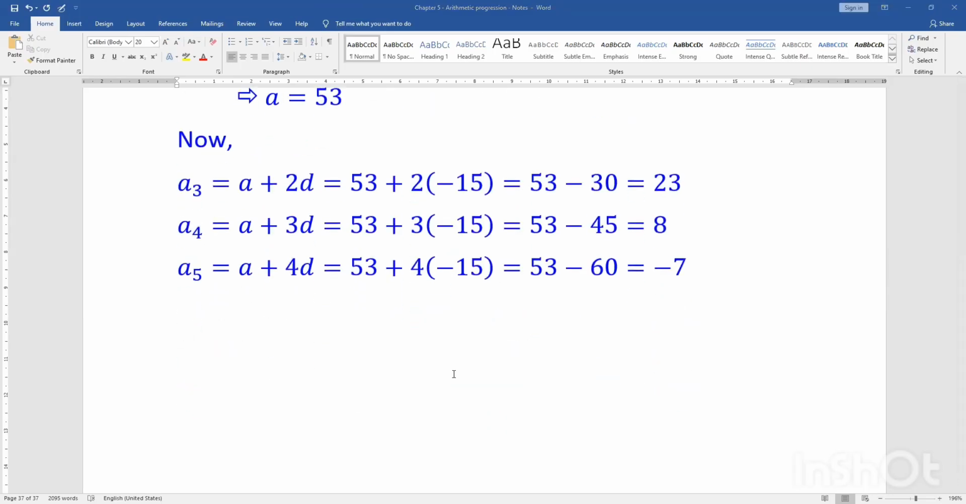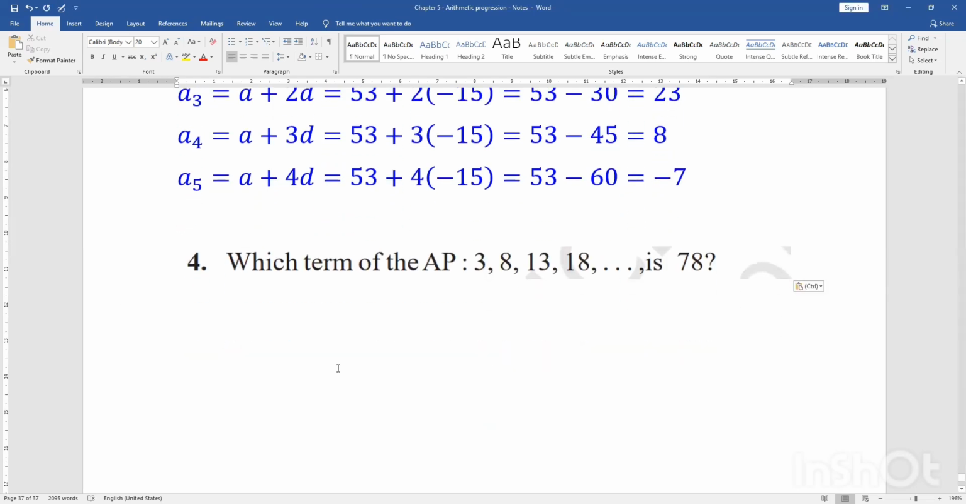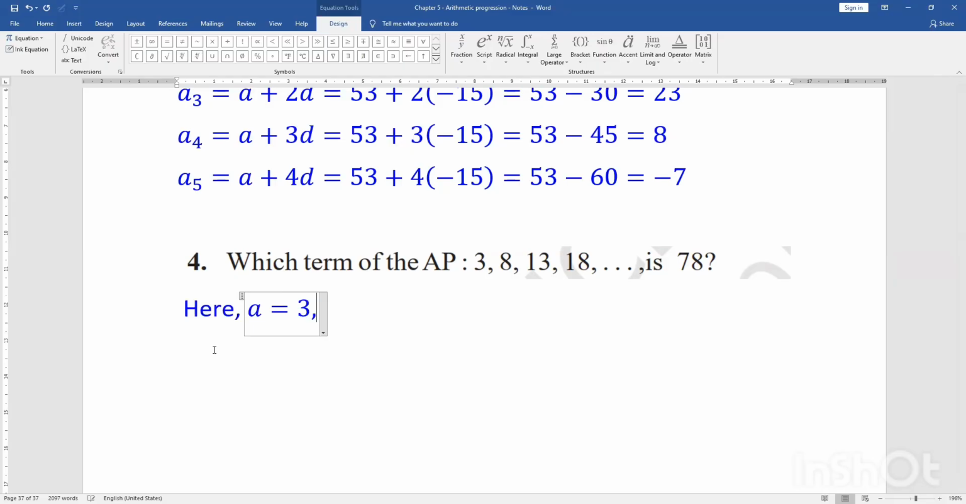Now I take the next question, the fourth question. Which term of the AP 3, 8, 13, 18, and so on is 78? Okay, children, let us write out our findings. Here A is equal to 3, right? And then what is D? Second term minus first term. Second term is 8, first term is 3. 8 minus 3 is 5.